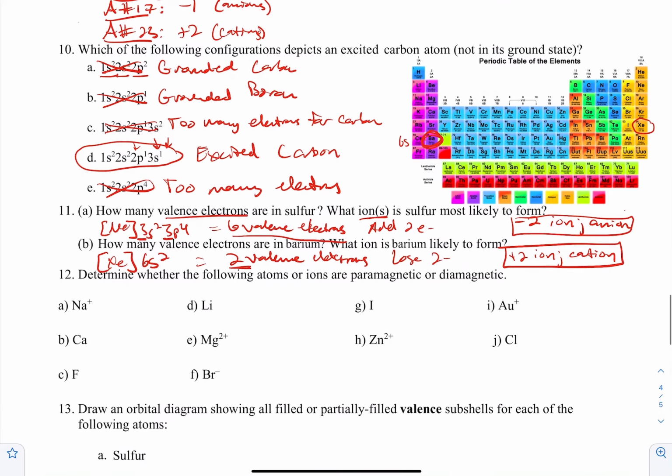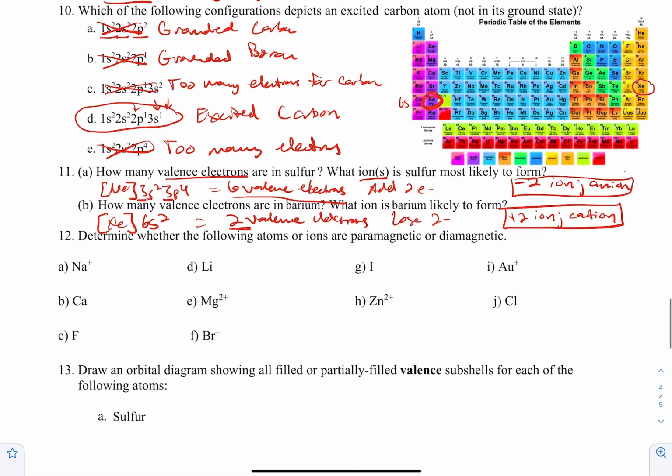Okay, number 12, determine whether the following atoms are paramagnetic or diamagnetic. What that means is, in any given shell, let's say I have the 2p subshell, and remember that in the 2p subshell I've got the 2px, the 2py, and the 2pz. Paramagnetic only means that electrons are unpaired. So para is kind of counterintuitive because you might think paired to start with, but it's actually unpaired.